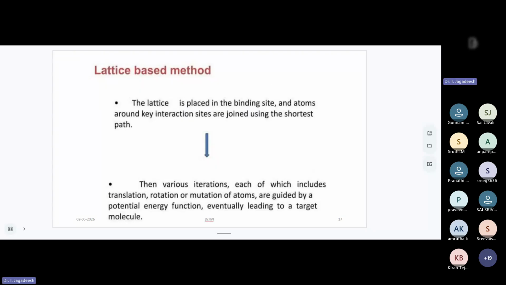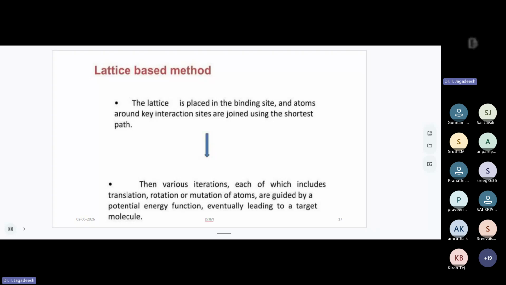Another approach in fragment based design is the lattice based method. In the lattice based method, the lattice is placed in the binding site based on the atoms around the key interaction sites and they are joined using the shortest path method. Previously, we saw one atom corresponding to the interaction site, fixed it, and grew it or put a fragment. In this one, we have the interaction sites and we look for the shortest path. We can make a join so that the size of the molecule is under control.